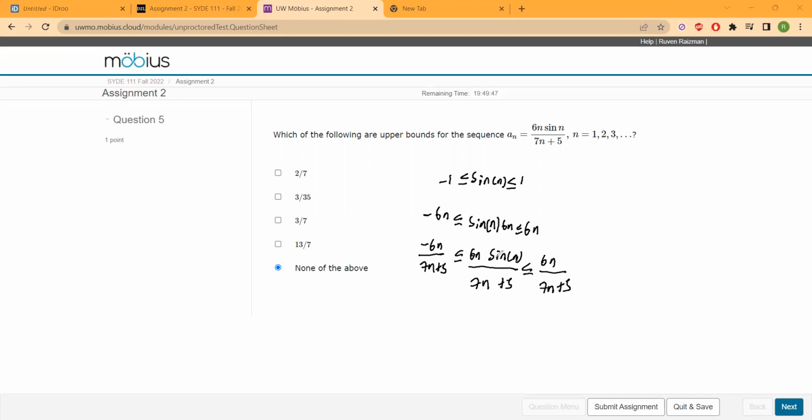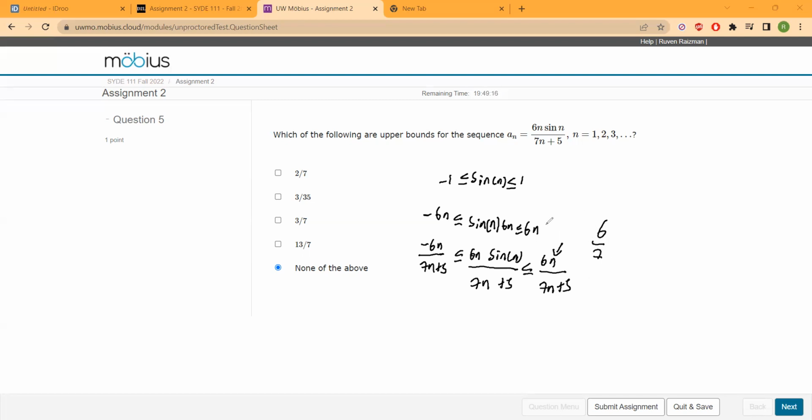And there you go. So now we know that 6n times sine n over 7n plus 5 has to be smaller or equal to 6n over 7n plus 5. And this is basically our bounds, right? So these are our bounds for our sequence. And now what we can do is calculate the limit of this sequence over here. And the limit would be just 6 over 7. This would be its limit.